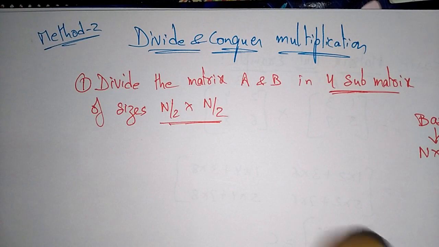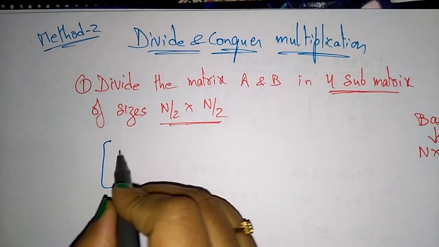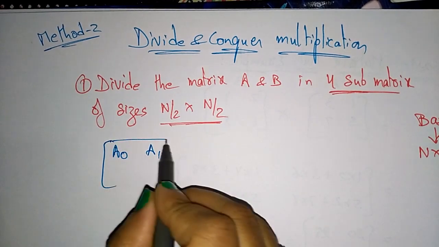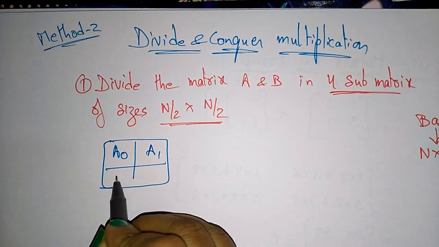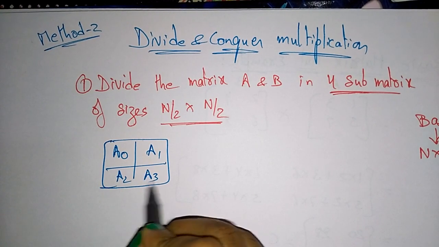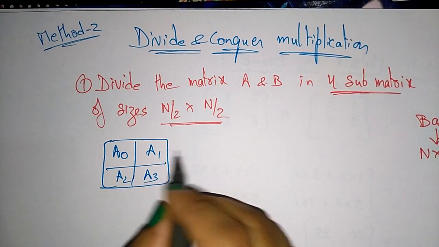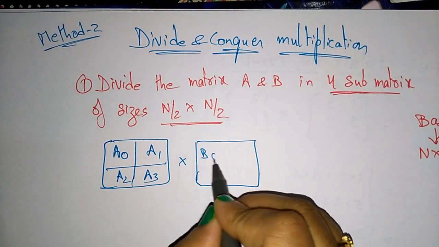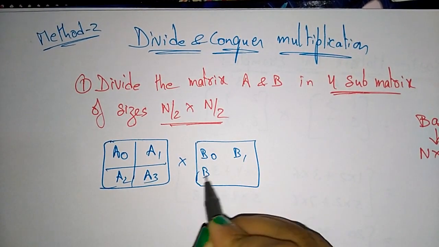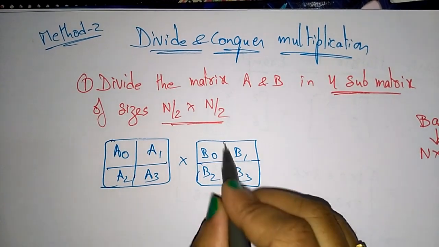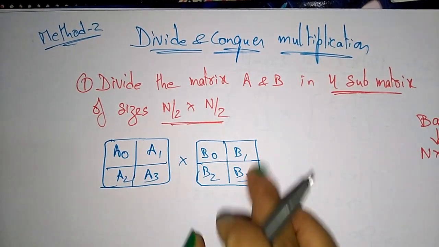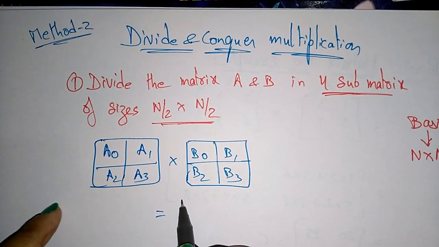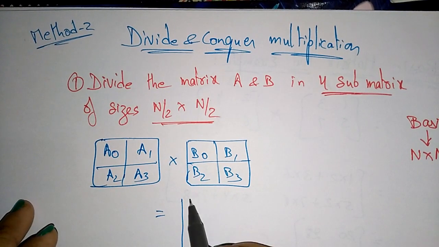Let me explain with an example. Let me take this array A0, A1, A2, A3. So this is matrix A, and A cross B. The B matrix is B0, B1, B2, B3. So I divided it into 4 sub-matrices. So these are the 4 sub-matrices. Now I have to do the multiplication, after the sub-matrices.